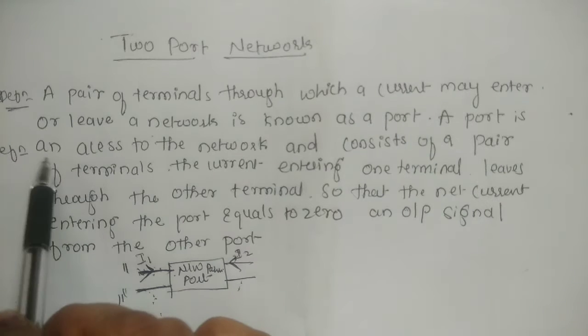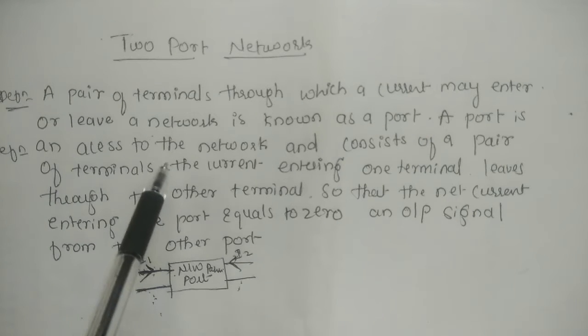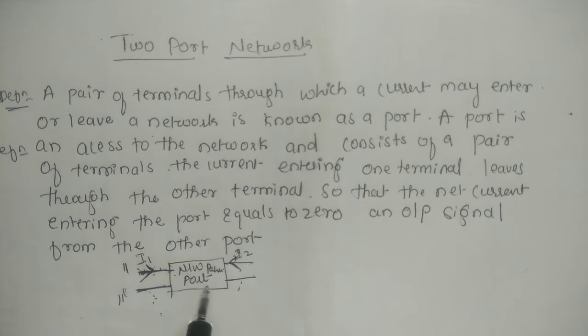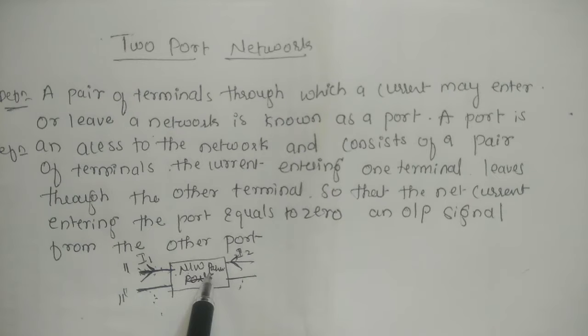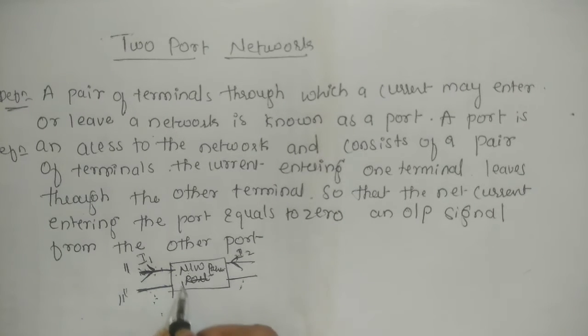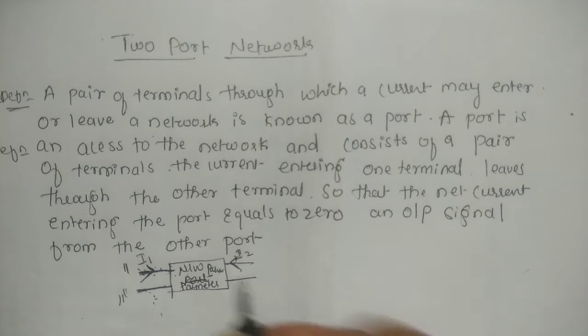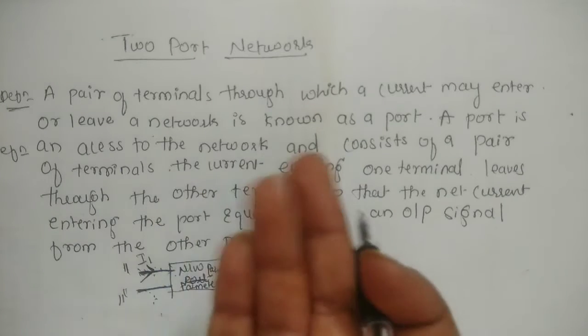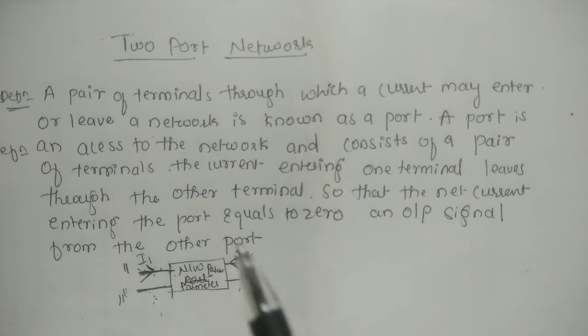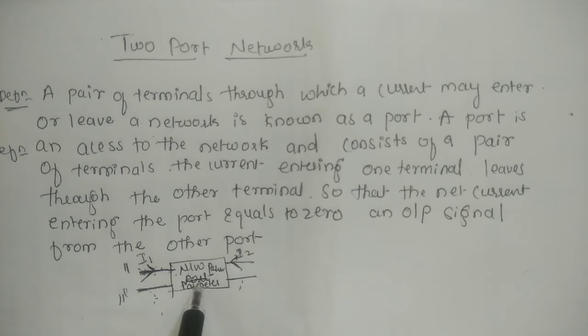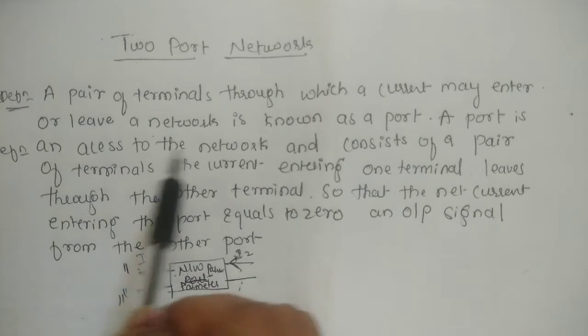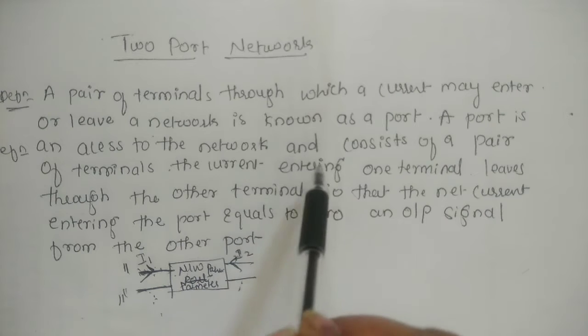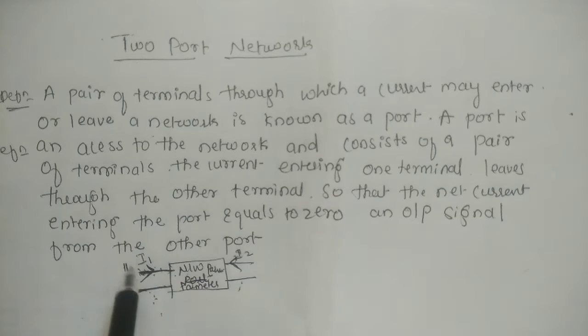A port is an access to the network. This one is your network. This one is called the parameter. Parameter means whatever the Z, Y and the other parameters are there. In this unit we are going to study about the Z, Y and H parameters. These are the parameters. A port is an access to the network and consists of a pair of terminals.